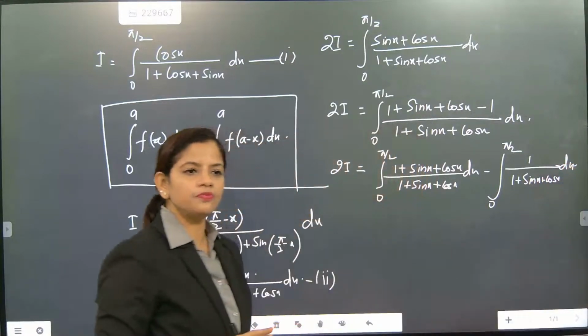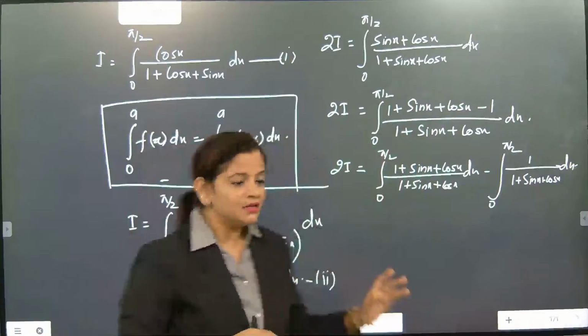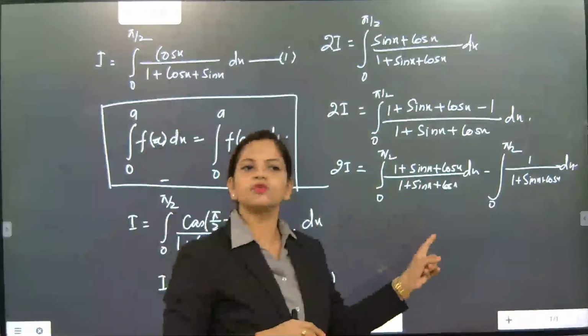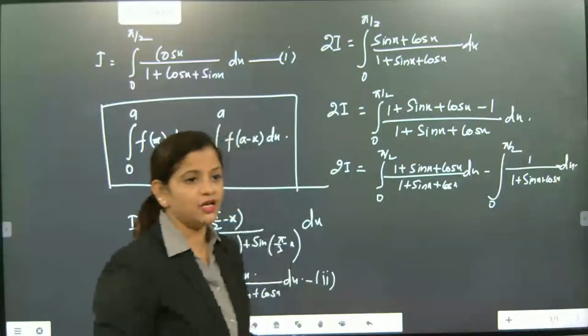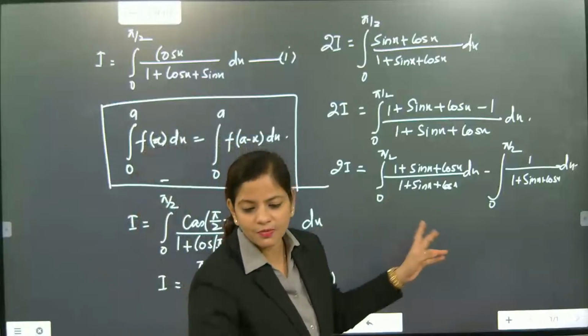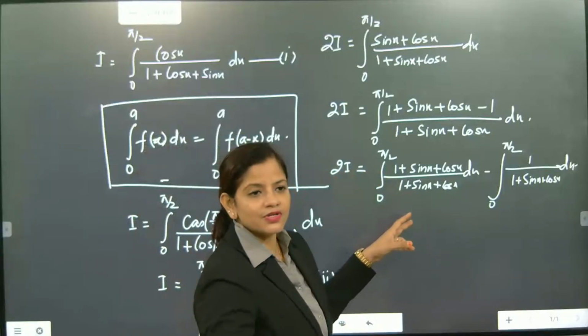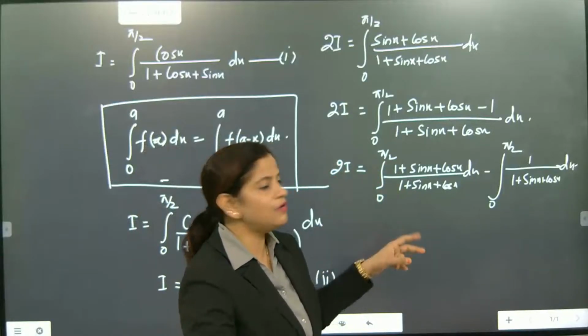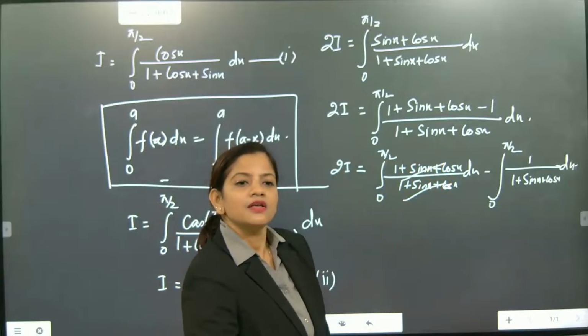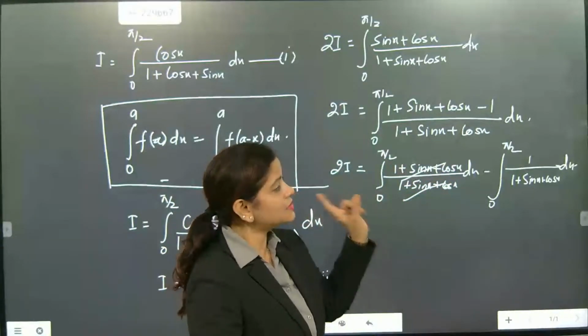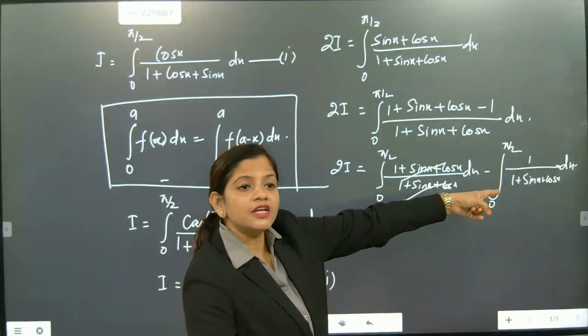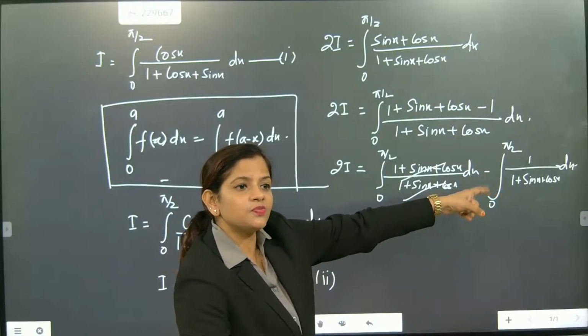But this is not such a simple question. These questions are based on properties, so it will not be solved easily. Whenever property-based questions come, we need to solve them carefully. Here this and this got cancelled. Understood? But still that monster is there. What is that monster? 1 plus sin x plus cos x.